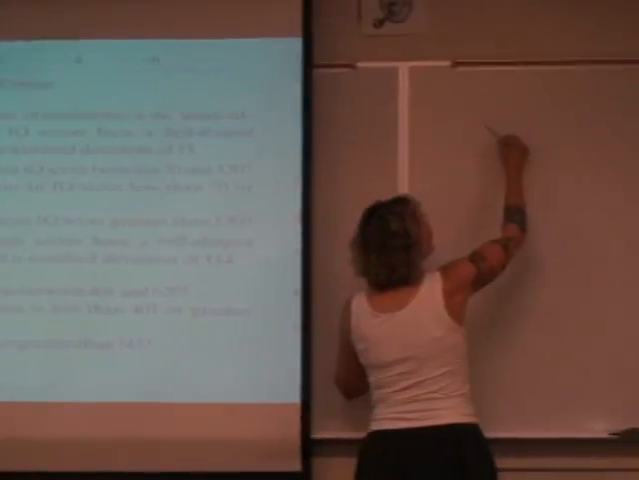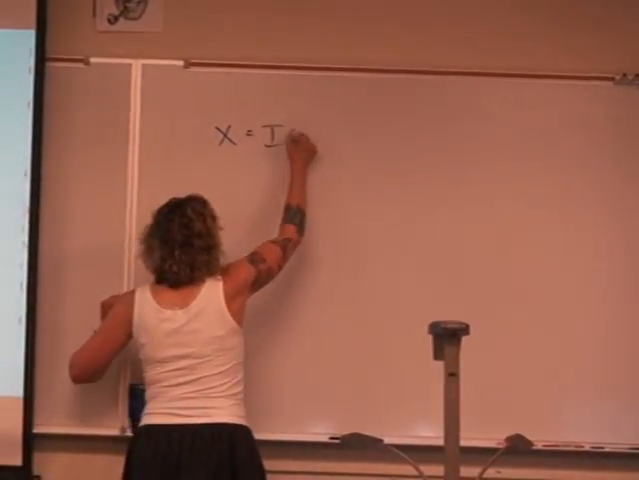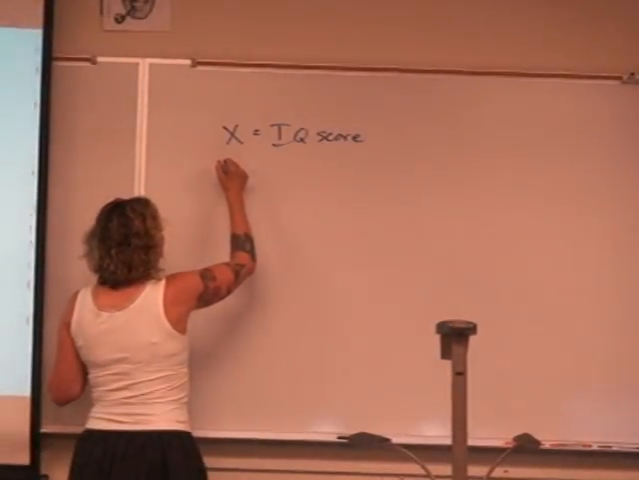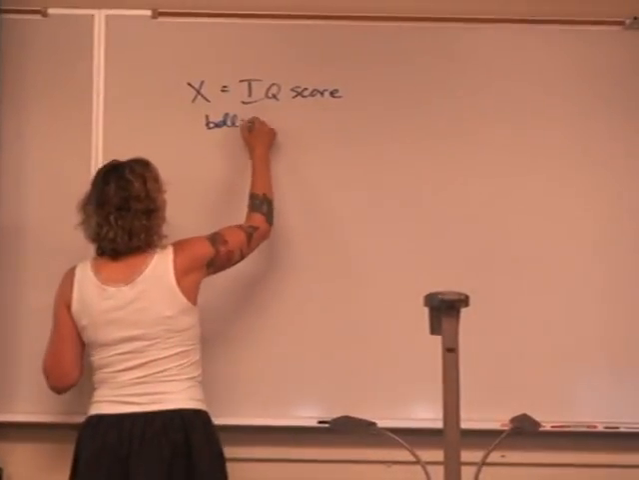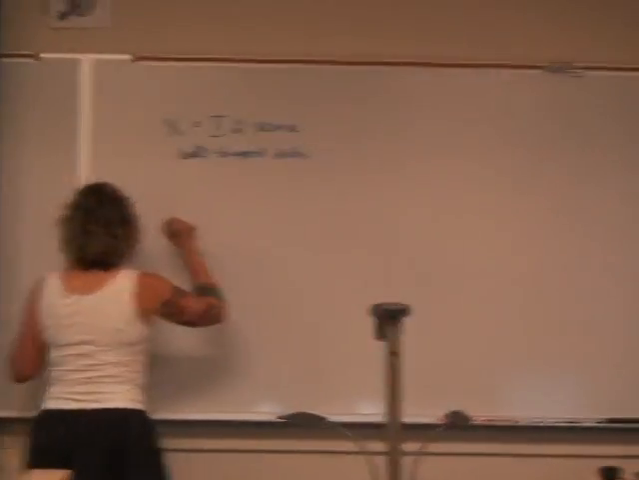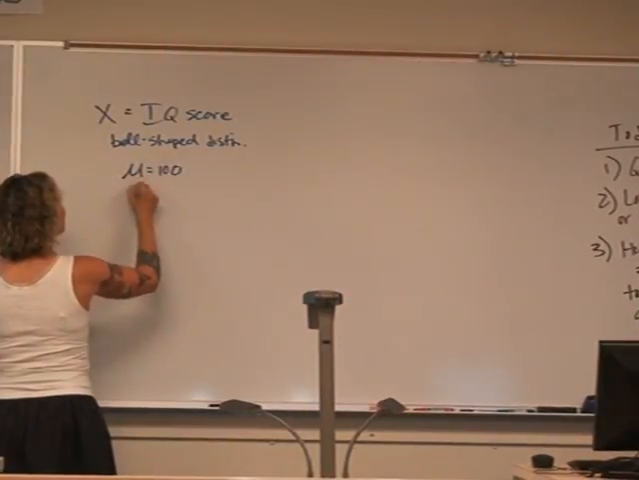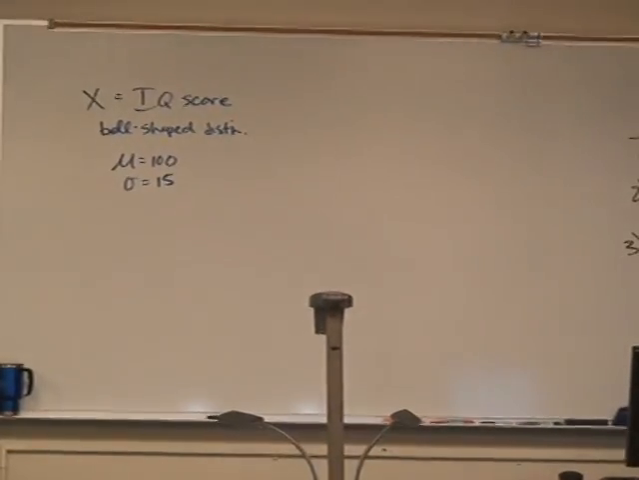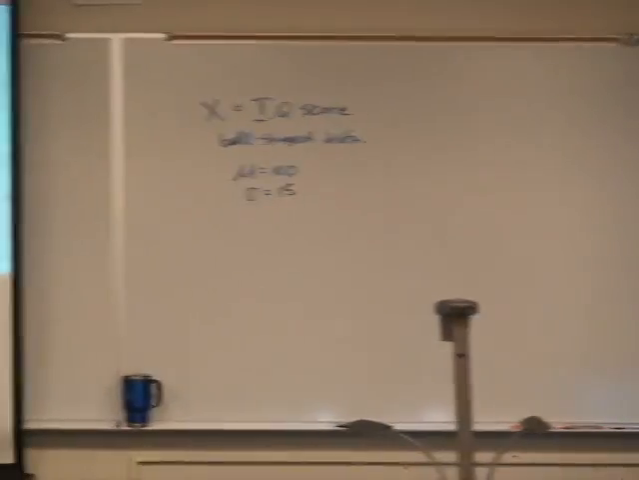So our variable here is an IQ score. They have a bell-shaped distribution. Mean of 100, standard deviation of 15. Okay. What percentage of people have IQ scores between 70 and 130? What are we going to do?